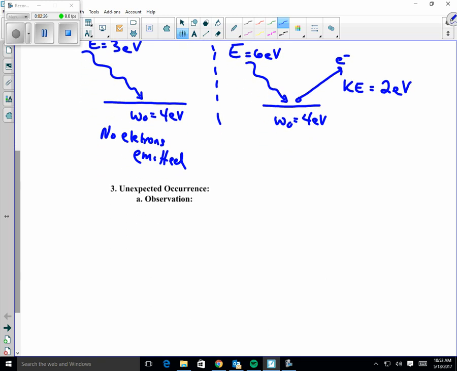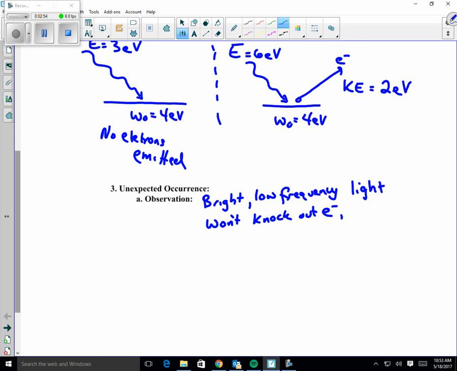Now, that seems simple enough, but they found out something very, very strange. That bright, low frequency light won't knock out electrons. But in some cases, very dim, so very low energy, high frequency light will. And that didn't make any sense.